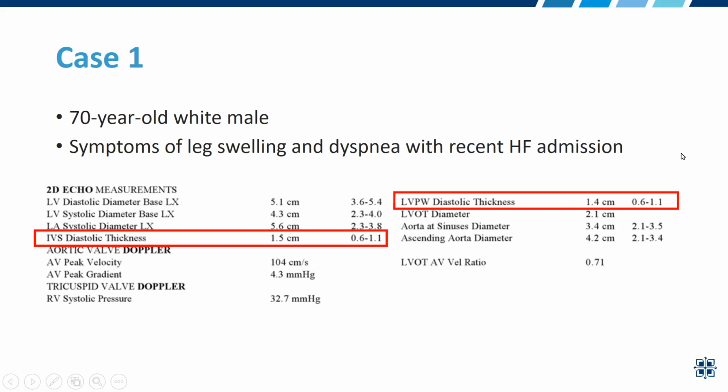Just to frame things with a case: a 70-year-old white male with symptoms of leg swelling and dyspnea and a recent heart failure hospitalization. On the echocardiogram, we see increased LV wall thickness in the septum and posterior wall, so we're starting to think about cardiac amyloidosis. Is it appropriate or not appropriate to order a pyrophosphate scan or bone scintigraphy in this type of patient?